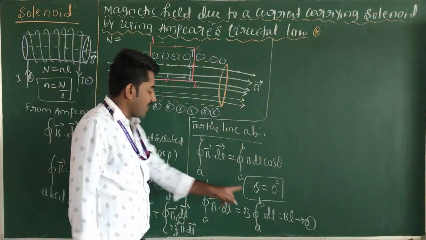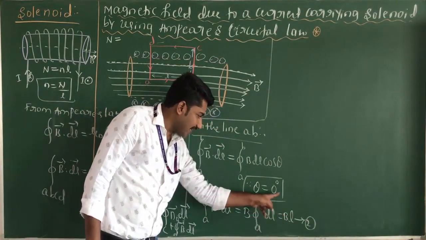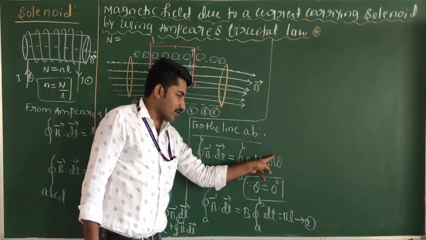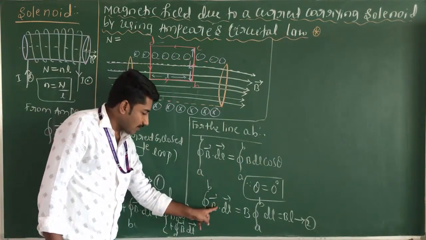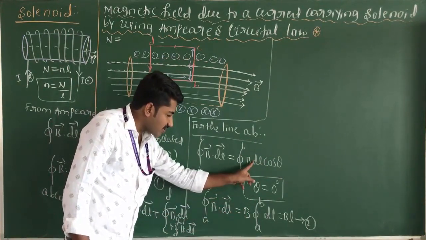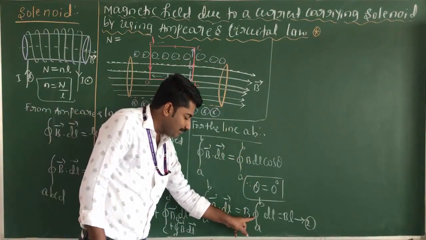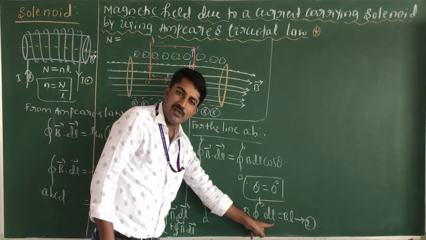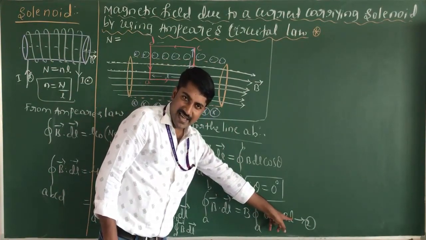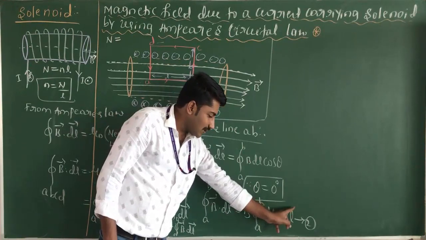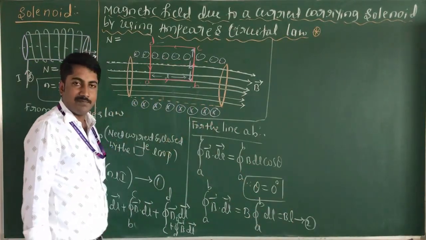The sum of this length is the length of the solenoid, equation number 2. You get this equation B into dl. Theta equal to 0 degree, cos 0 degree value is 1. The line integral from A to B of vector B dot dl is equal to B into, it is a constant value. When you integrate any value, take the constant value outside, and you get only the line integral of A to B of dl. Integration of dx is x, and integration of dl is L. We get the value B into L. This is only for the line A to B.